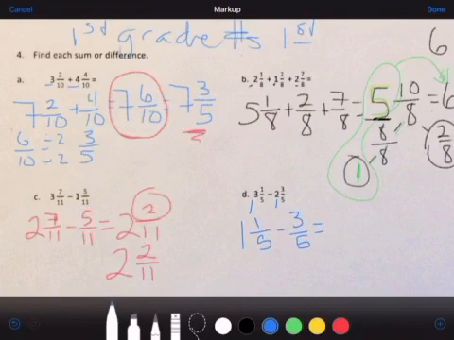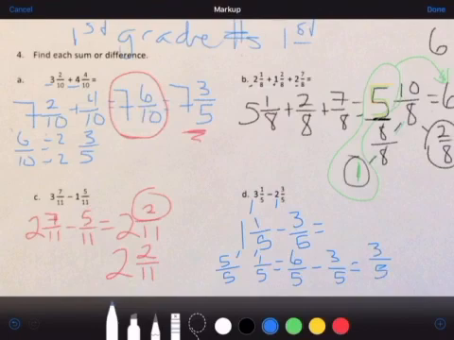So I need to get some more fifths over here near the 1. So I know that 1 is 5/5. And I have this 1/5. So I'm going to add those together to get 6/5. And then I can subtract my problem. 6/5 minus 3/5 equals 3/5. And that's my answer for D. That's it for number 4.